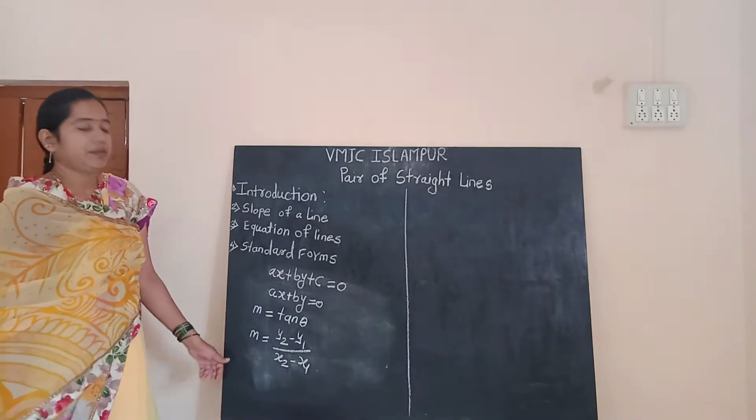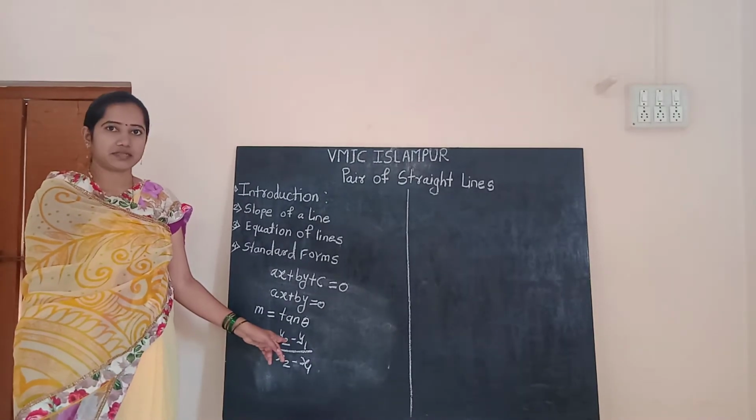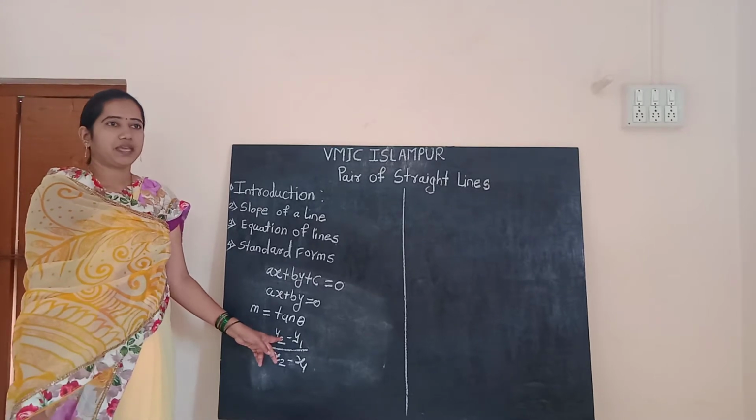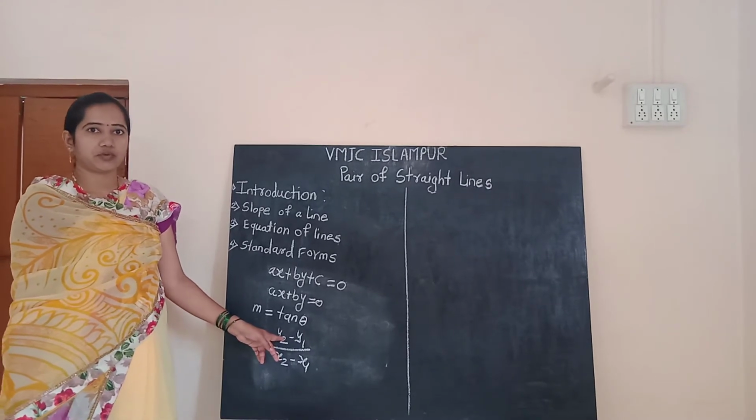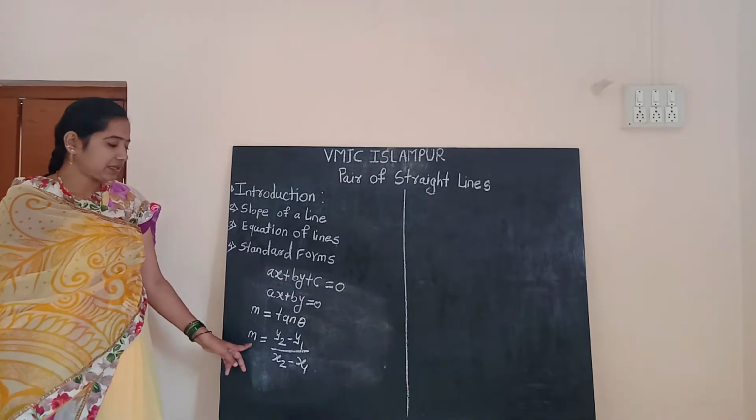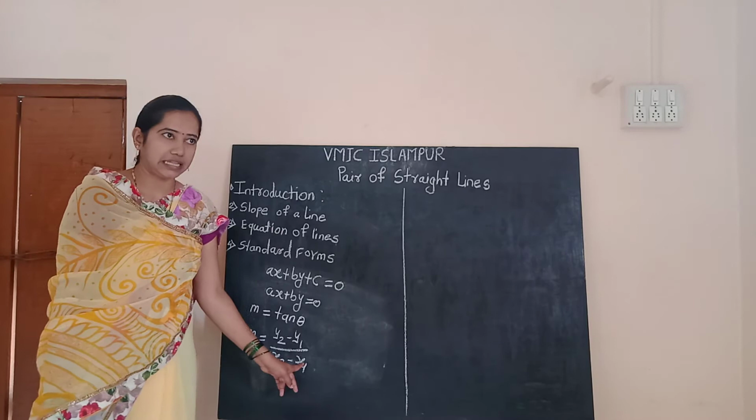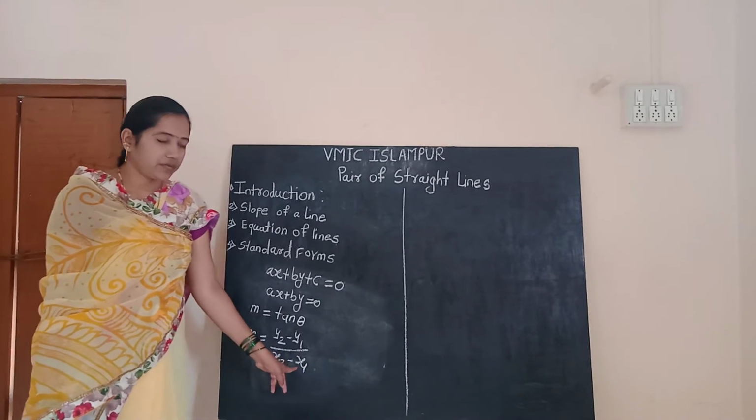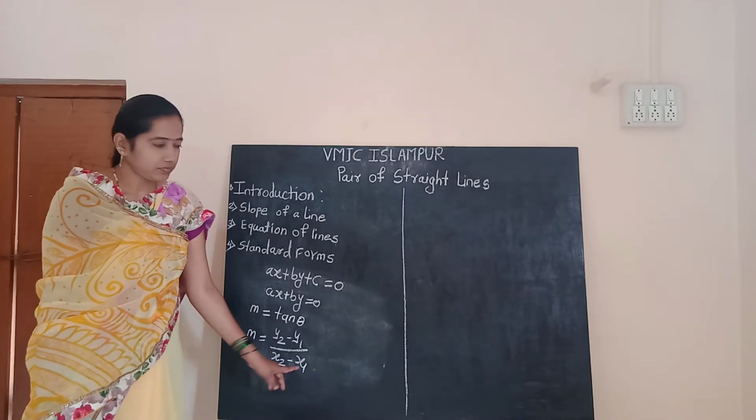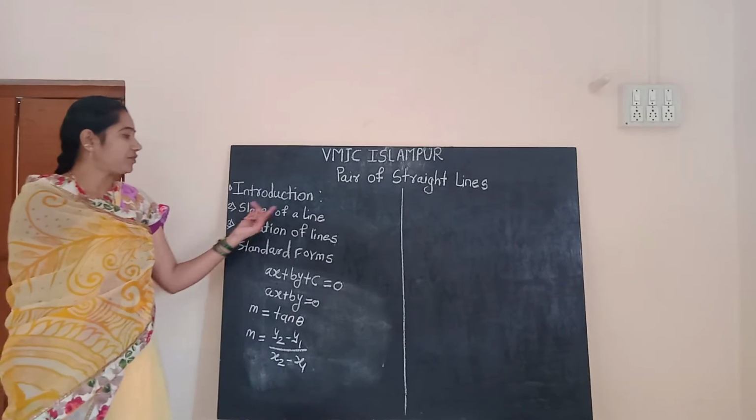Suppose our line is passing through the two given points P(x1, y1) and Q(x2, y2), then the slope of the line is m is equal to y2 minus y1 divided by x2 minus x1. In that, x2 is not equal to x1. Okay, this is the slope of a line.